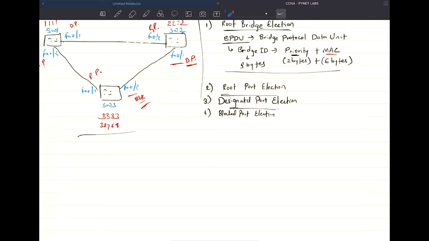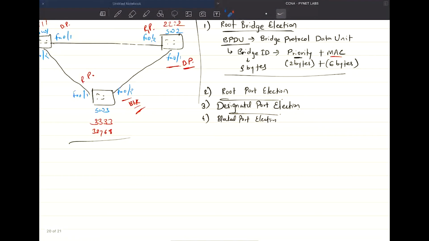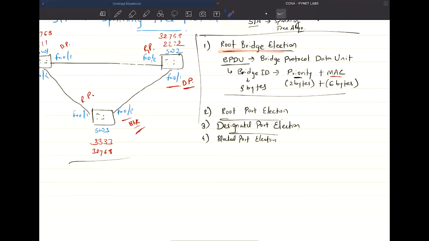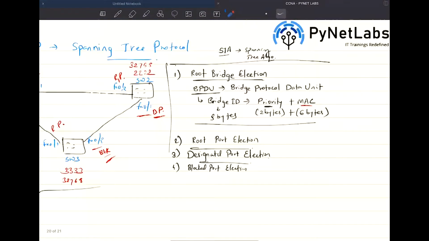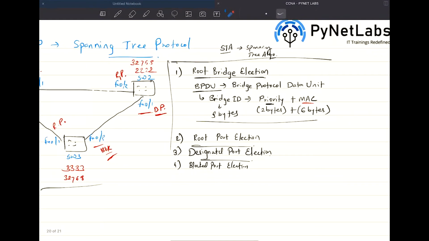Okay, so the first step is going to be election of the root bridge. The second stage is going to be root port election. The third stage is going to be designated port election. The fourth is going to be blocked port election. Now, as I told you, by default all the priorities are the same. You can actually change this priority as well, but priority can only be changed in multiples of 4096.